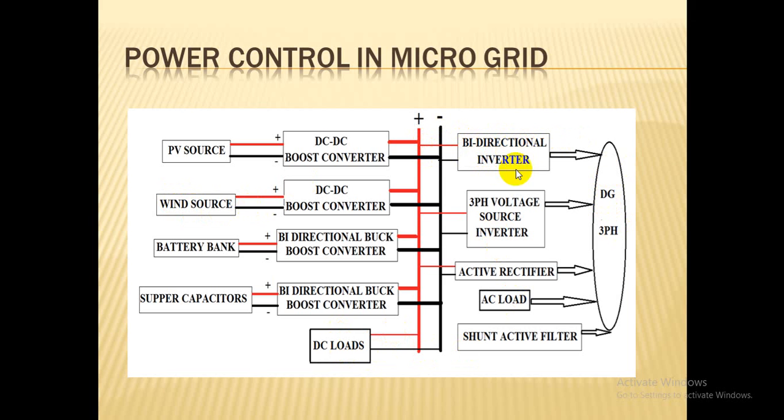Okay, and then these are all the additional components: 3-phase voltage source inverter, active rectifier, AC load, and then the shunt active filter. The shunt active filter is used to inject the harmonic current and reduce the harmonics from the source current, maintaining the unity power factor. So every operation can be done in one single FPGA controller.